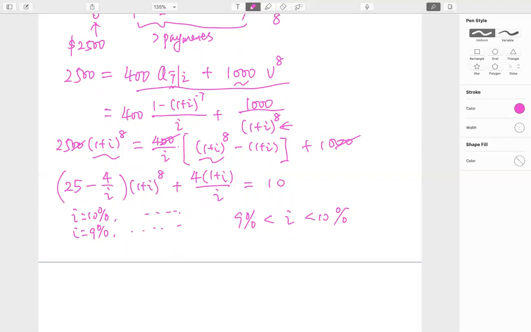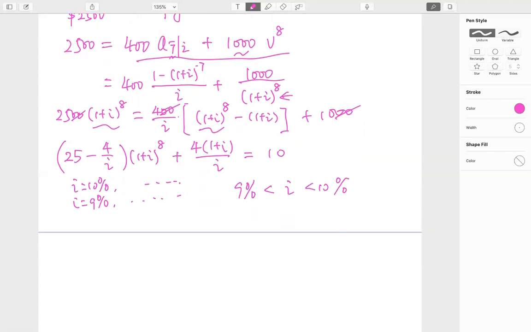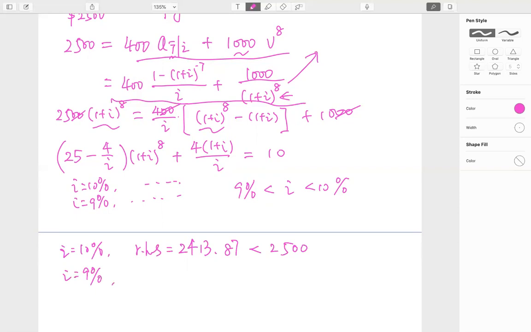For instance, if you look at this equation, when i goes up, the value will go down. So if you try i equals 10%, my calculation shows the right-hand side is 2,413.87. This is less than what I want. So in order to get 2,500, I need to reduce this interest rate. Let's go down by 1%, and then my right-hand side becomes 2,515.05. So it's bigger than what I need.